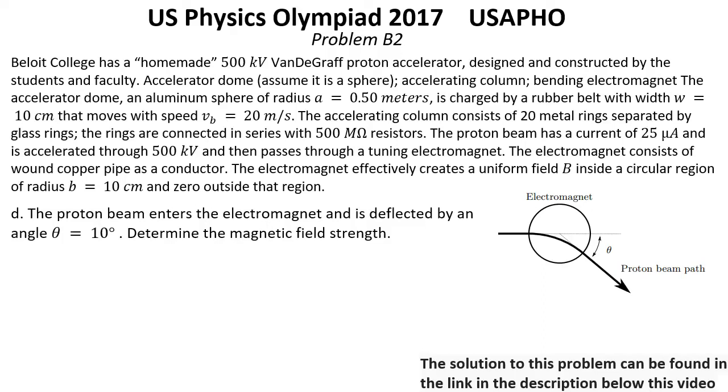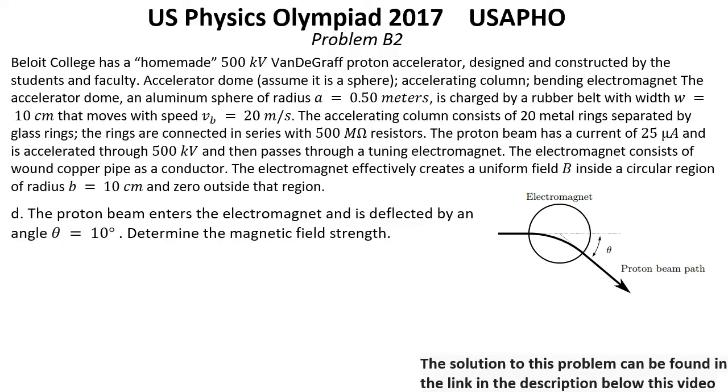Basically, to solve this problem, we need to calculate the radius of this curve, because that's the radius of proton beams in a constant magnetic field. And we can calculate the speed of this beam, and if we know the radius of this arc, we can calculate the magnetic field.